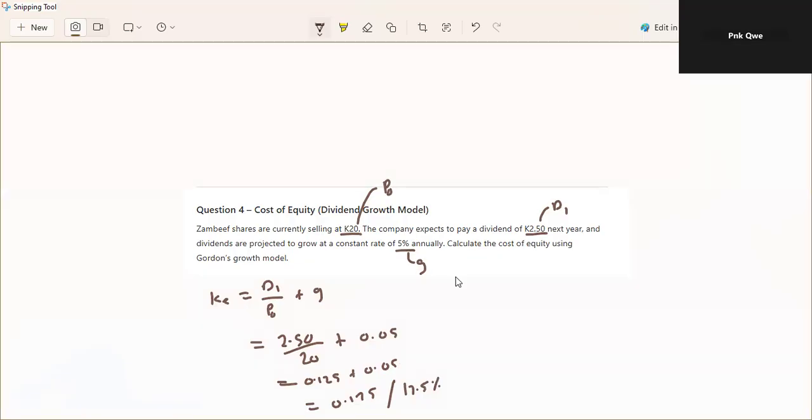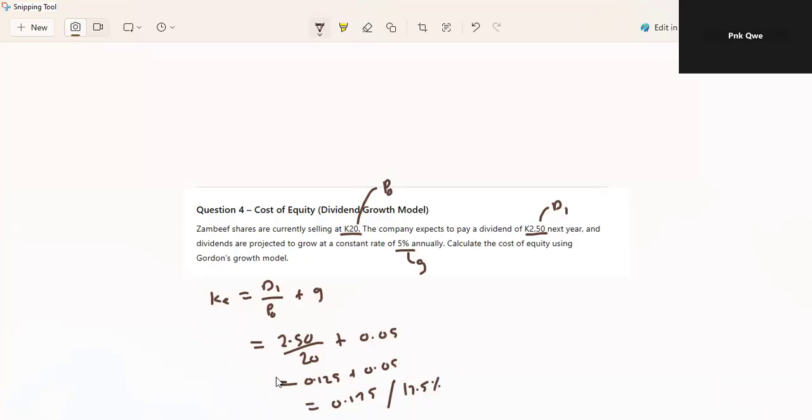Okay. So now there comes a time where, if you're not given D1, you will be given D0, which you calculate. Any questions so far? So far it's clear, but they don't come like this. Well, they do. That's why I wanted to show you.